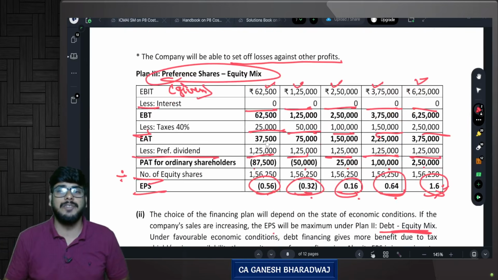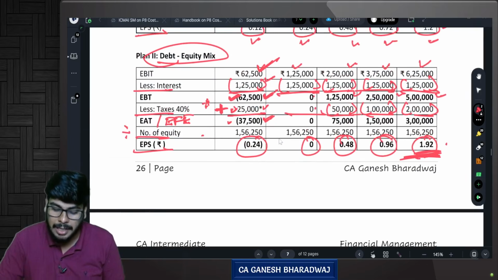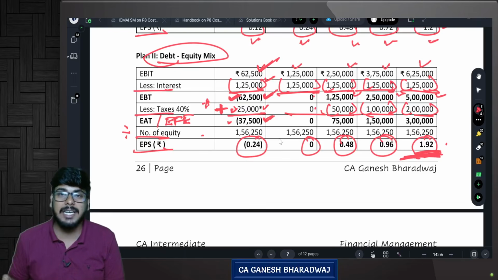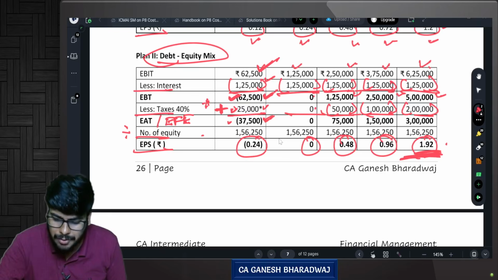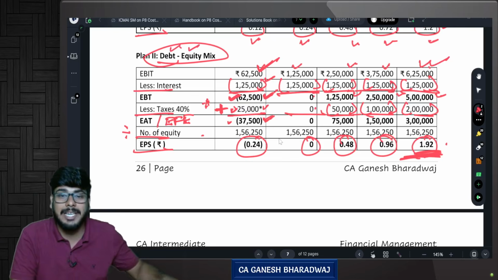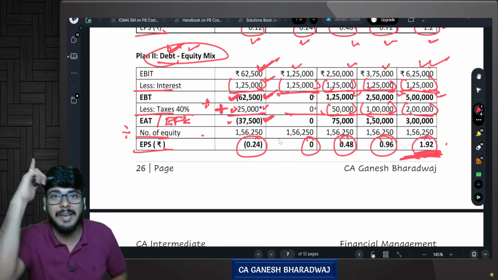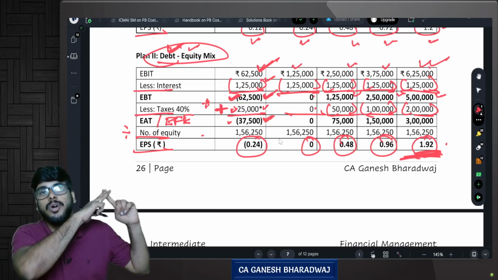So of the lot, which is better? If I have more sales, then I would go for the second alternative, that is debt and equity mix. And why is this alternative showing more EPS? Because I have debt plus equity, correct? Because of debt, there is some tax saving, leverage effect is happening. Can you connect the two? Are you clear with this?